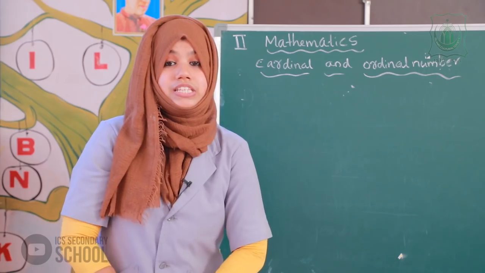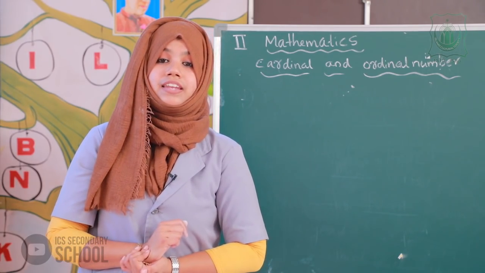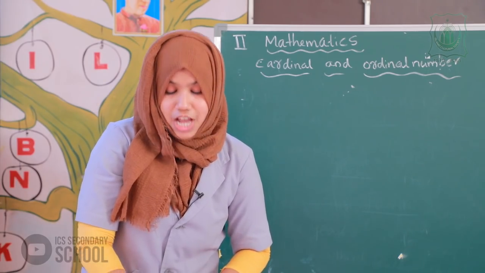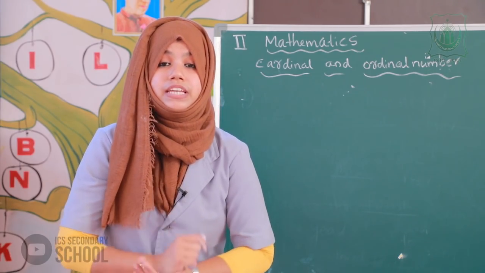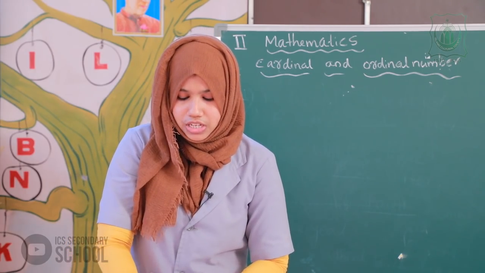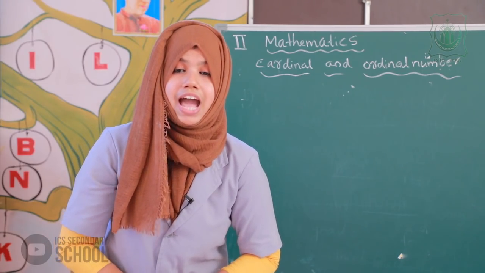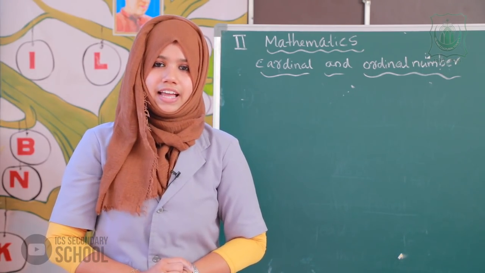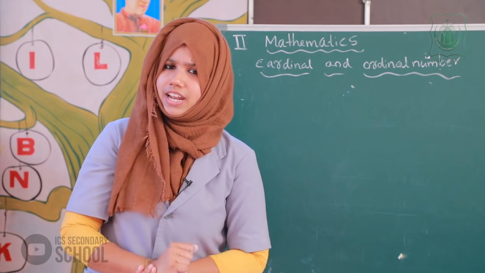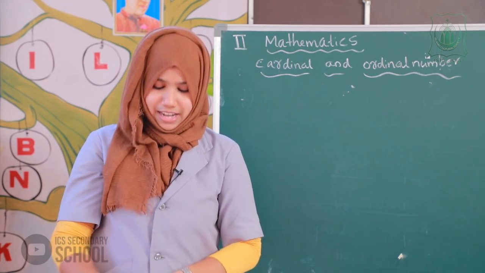Fill in the blank. What is the question? There are dash members in the line. How many members are there? You can count it. 1, 2, 3, 4 and 5. That means there are 5 members in the line. Okay. Is that a cardinal number or an ordinal number? Yes, very good. 5 is a cardinal number.